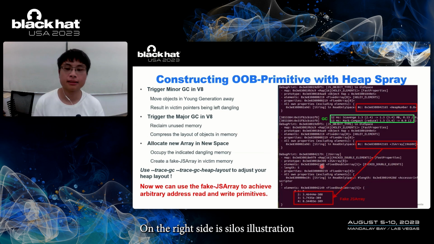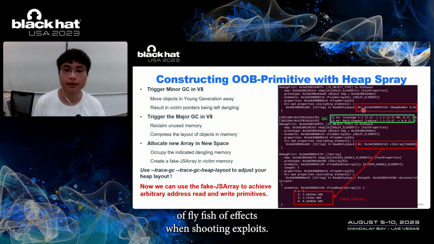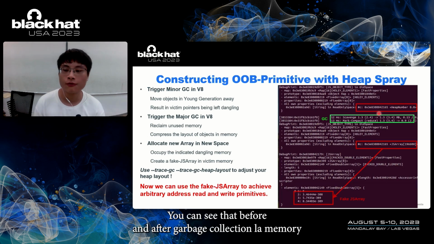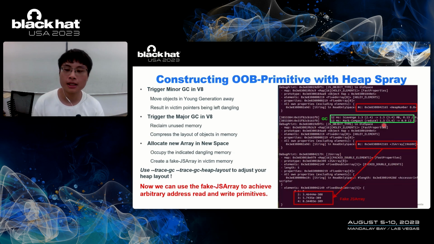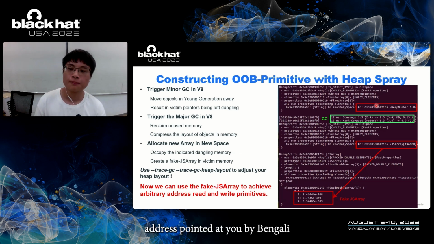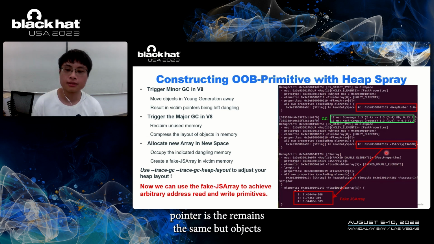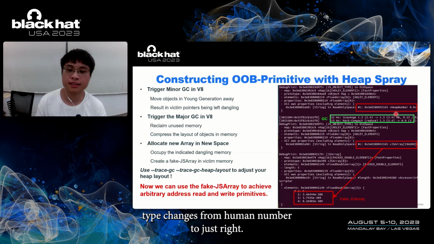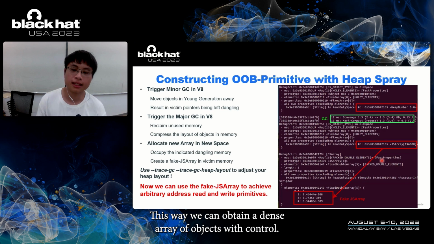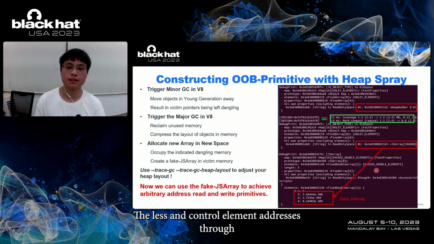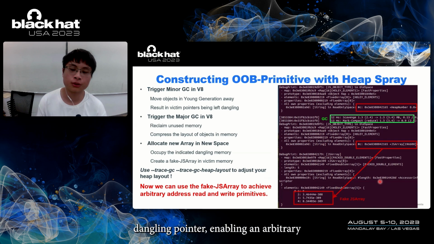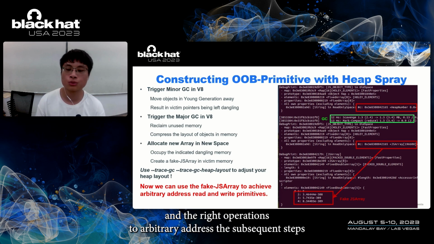On the right side is an illustration of the effect when executing the exploit. You can see that before and after garbage collection, the memory address pointed to by the dangling pointer remains the same, but the object type changes from heap number to JS array. This way, we can obtain a JS array object with controlled length and controlled element addresses through the dangling pointer, enabling arbitrary read and write operations to arbitrary addresses in subsequent steps.